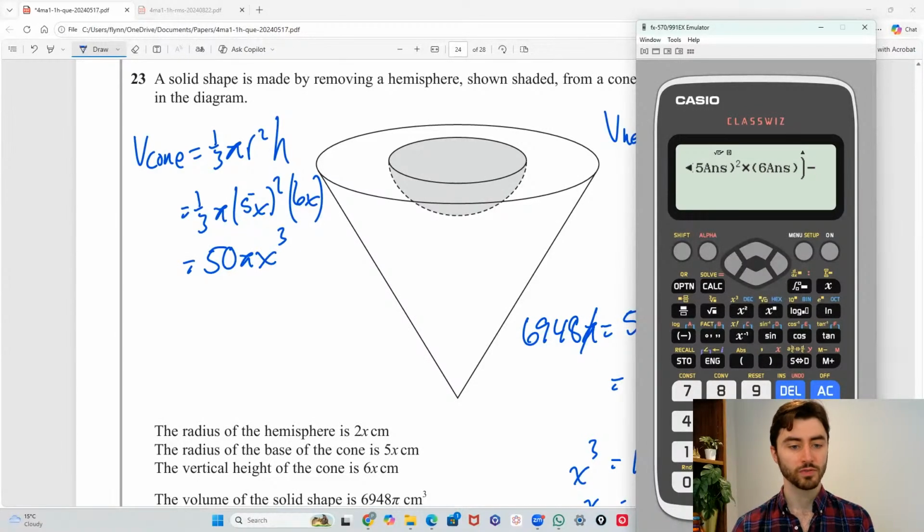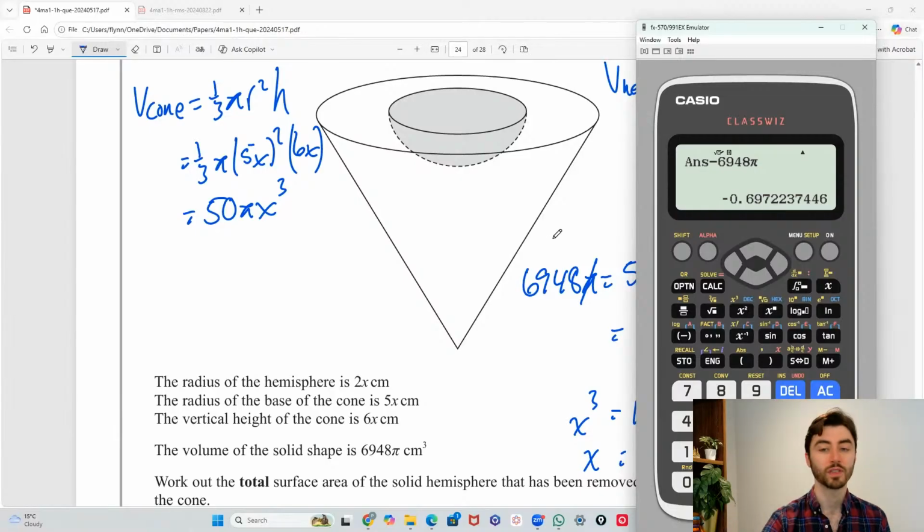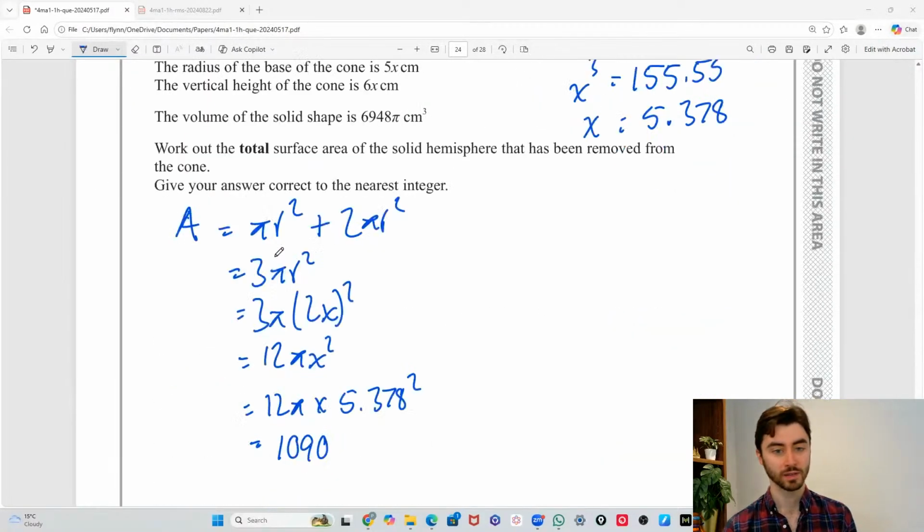And I subtract off from that the volume of the hemisphere, which is going to be 2/3 pi times the radius of the hemisphere cubed. I should get something close to 69848 pi. Good, that is close. Especially for how big the numbers are, that's very, very close. So I feel good about my answer here.